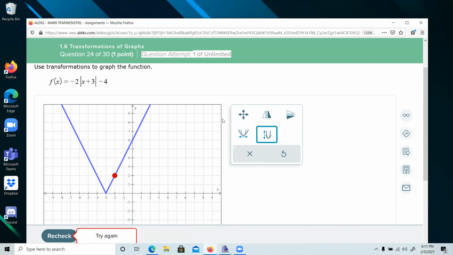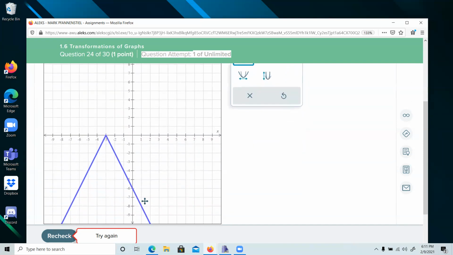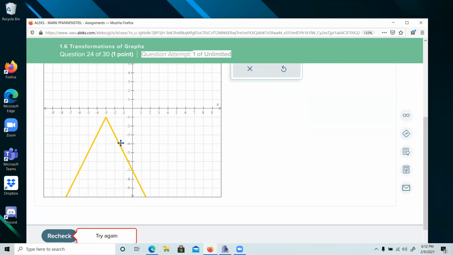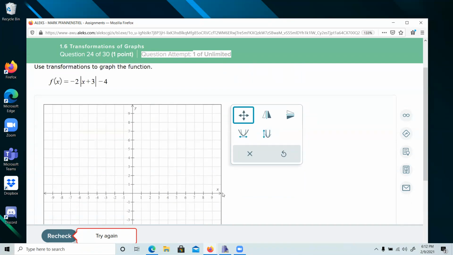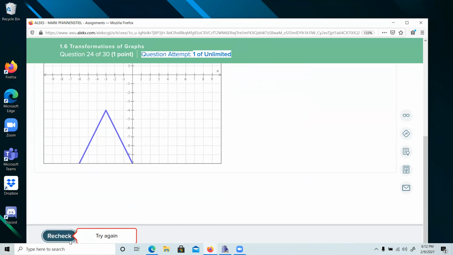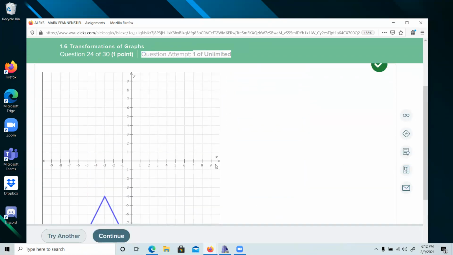Okay. And then we're going to go ahead and flip it. Flip it. Okay. And then we're going to subtract 4. 1, 2, 4. Check this one. Okay, there we go. It's a lot better.